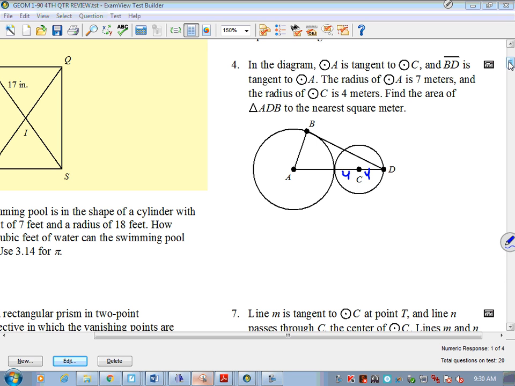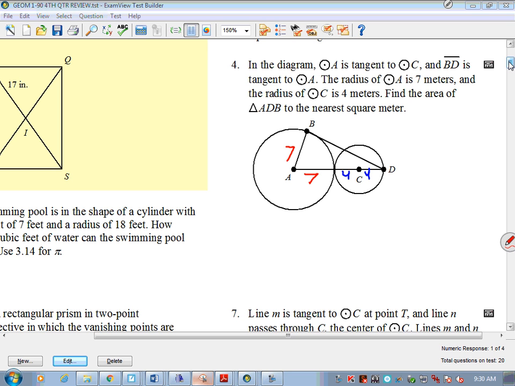Caleb. The radius of circle A is 7. Can you show me where to put that at? Okay. Is that the only place it can go? Okay, so that's the information that we know so far.